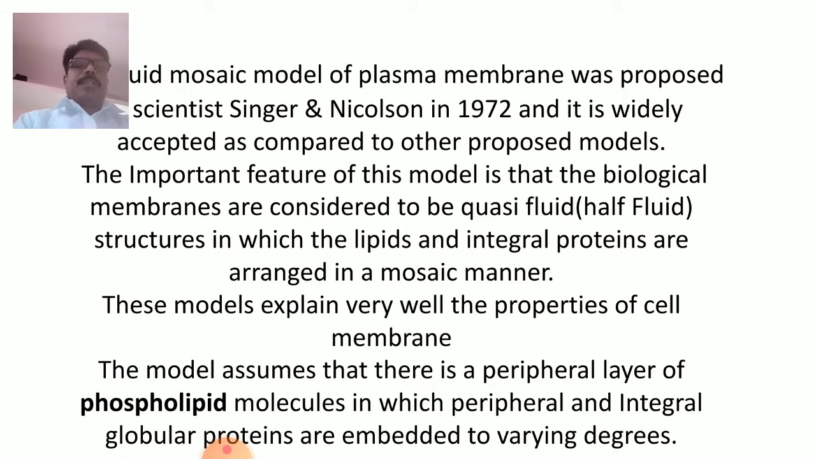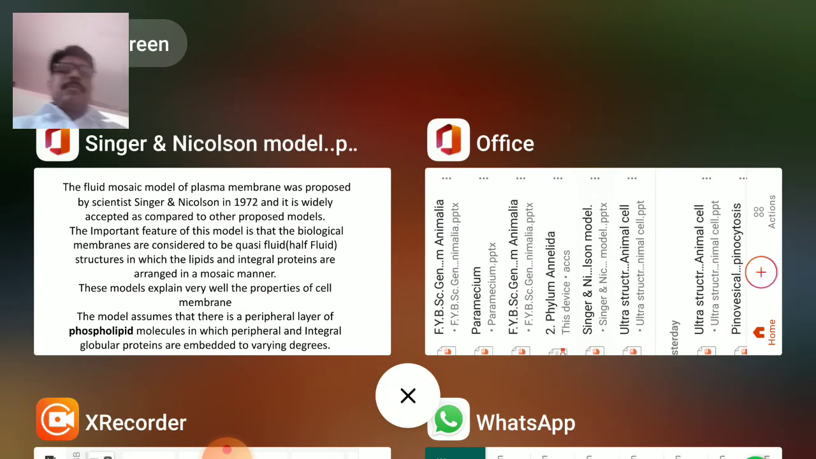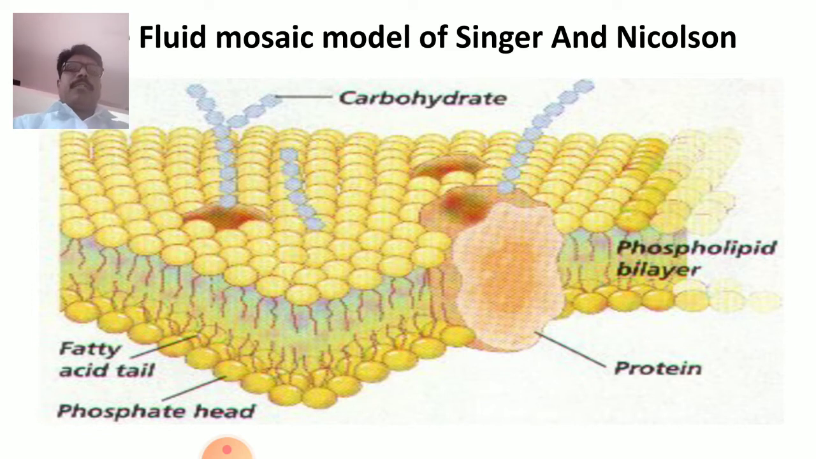The important feature of this model is that biological membranes are considered to be quasi-fluid, half-fluid, structures in which the lipids and integral proteins are arranged in a mosaic manner, and this model explains very well the properties of the cell membrane. The model assumes that there is a layer of phospholipid molecules in which peripheral and integral globular proteins are embedded to varying degrees. That is the fluid mosaic model of Singer and Nicholson, showing carbohydrate, phospholipid bilayer, proteins, fatty acid tail, and phosphate head.